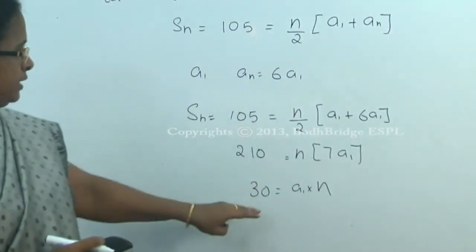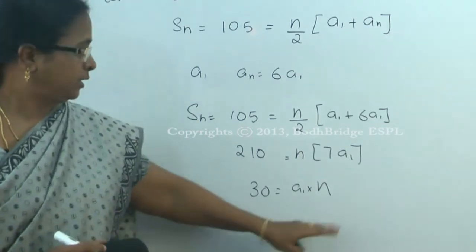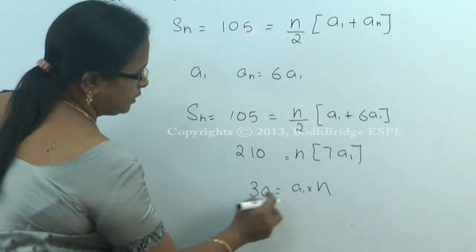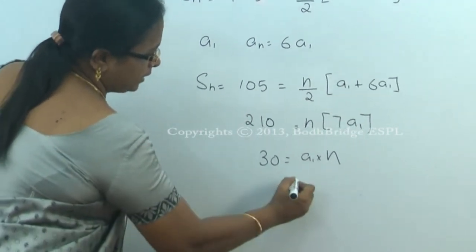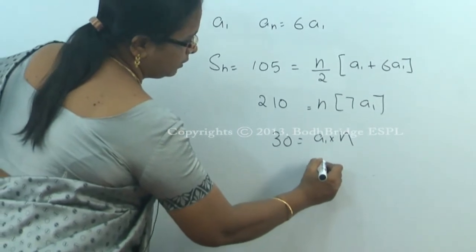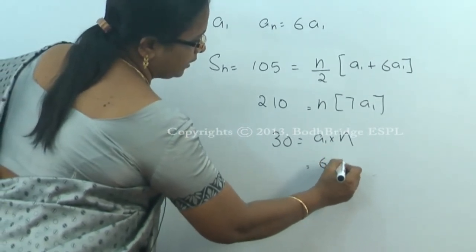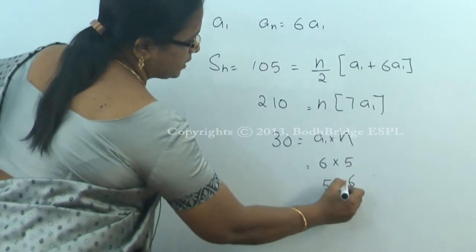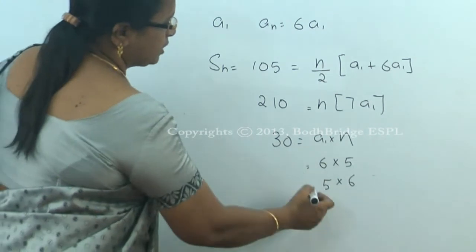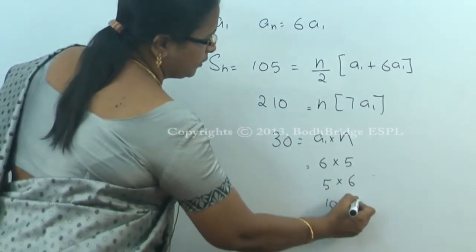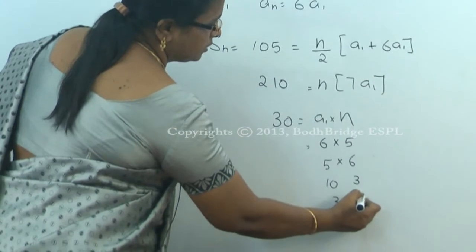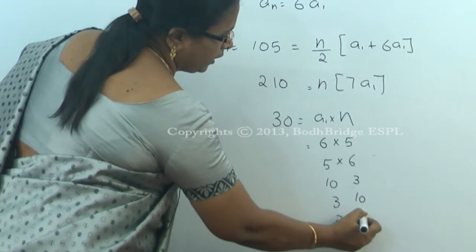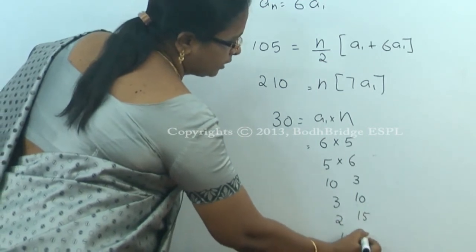So now what is given is 30 is equal to a into n. So we can have different terms here. As you know, the product of these two is 30. This 30 can be split as, we can take this as 6, in that case n will be 5. If you consider this as 5, n will be 6. Or if you consider this as 10, n will be 3. Or if this is 3, this is going to be 10. Or the other way is 2 and 15, or 15 and 2.